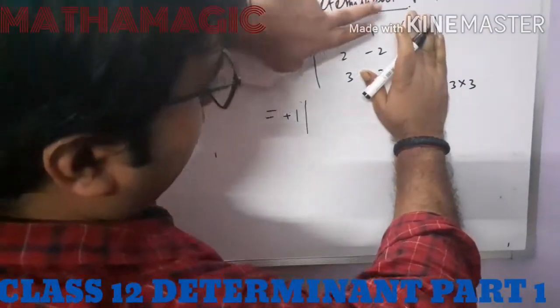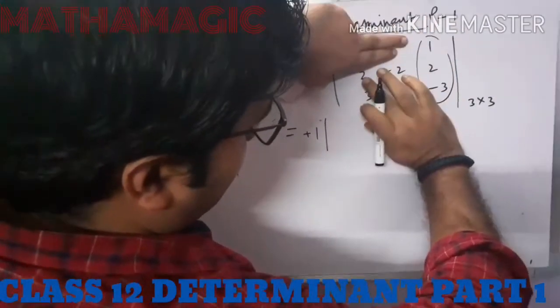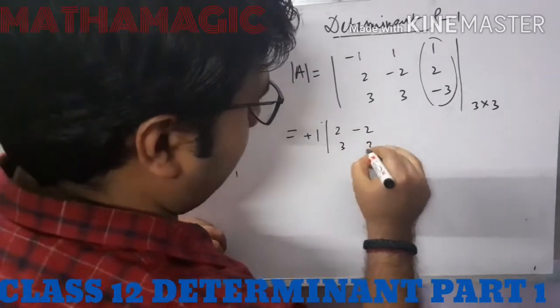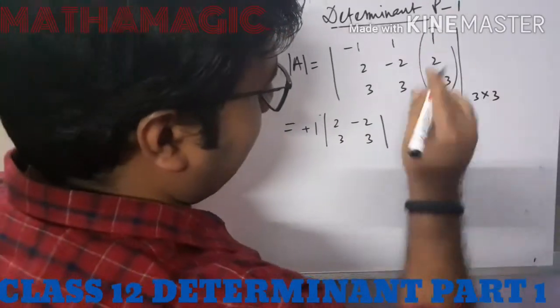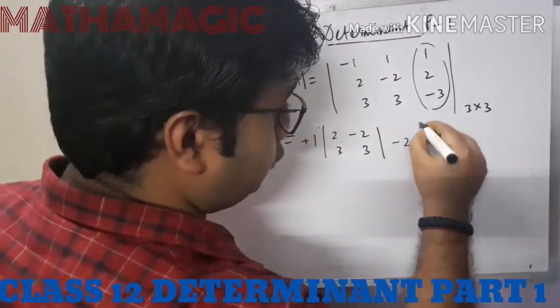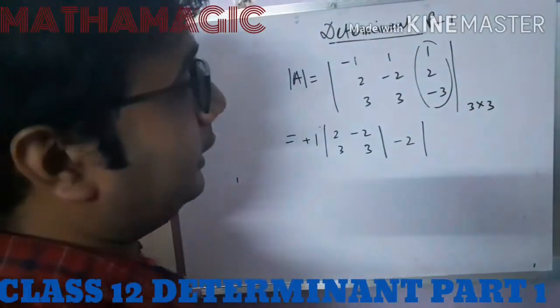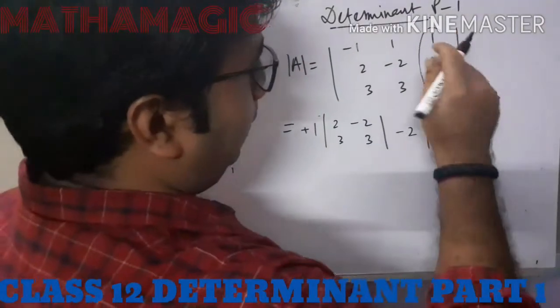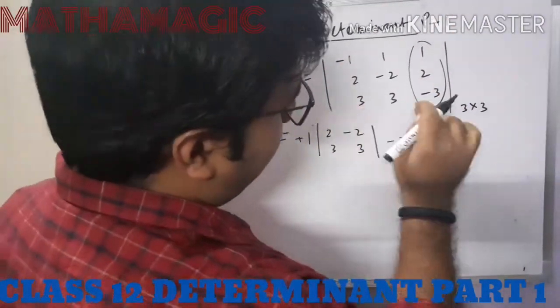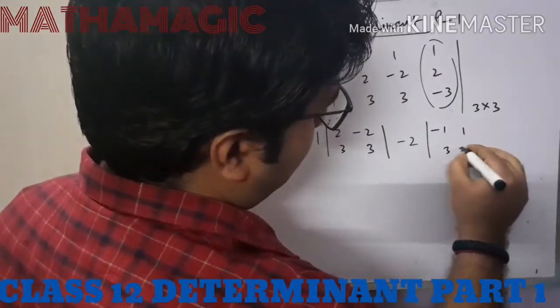We'll just do like this. What are the things that remain? 2, minus 2, 3, 3. Now for this, what is the cofactor? It is minus plus minus. So we need to be very careful in case of writing this. Now if we do like this, then what will remain? Minus 1, 1 and 3, 3.